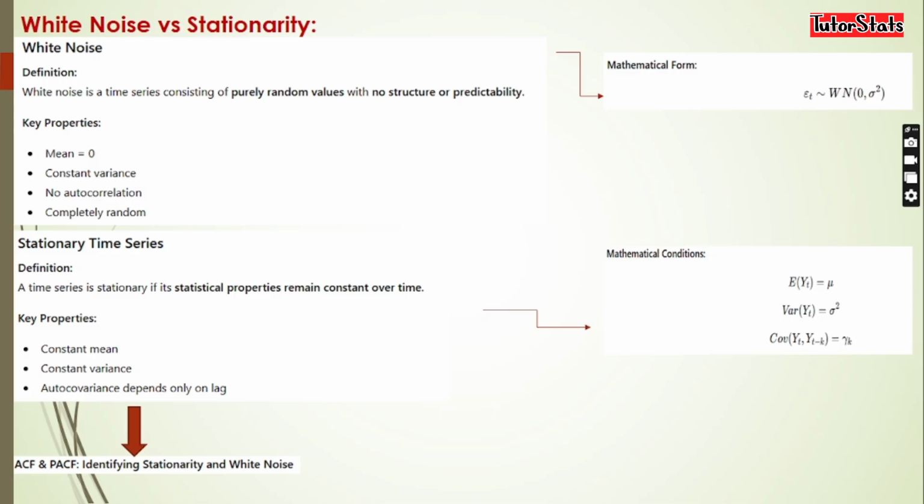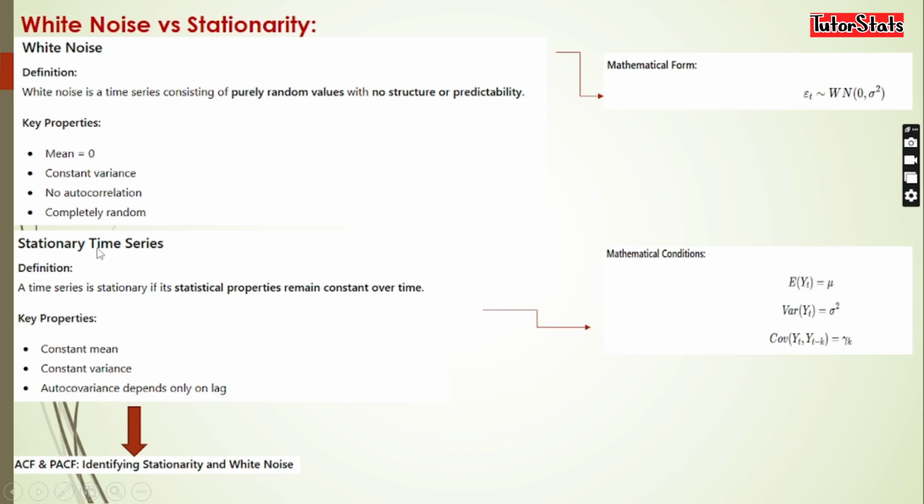Many students think white noise and stationary data are the same. They are related, but they are not the same thing. Let's understand this difference very clearly. First, let's talk about white noise. White noise is a time series that is purely random, has no pattern, has no predictability. In simple words, white noise is just noise, nothing meaningful inside it.